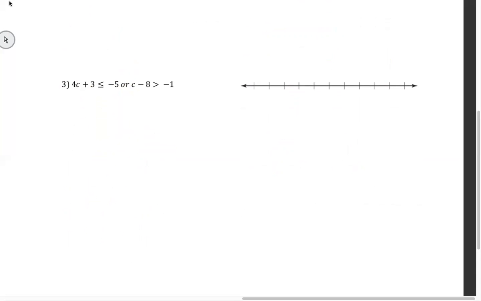All right, number 3. Now this is an OR inequality, so it's going to be shading away from each other. On one of them, I should have a closed circle. On the other one, I should have an open circle. So let's do the one on the left first. All right. Now, Neve, what's your first step on the one on the left?